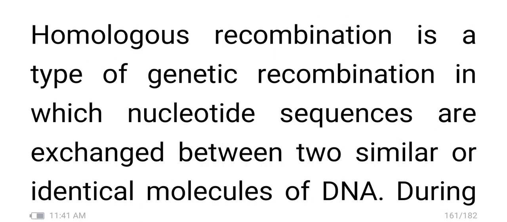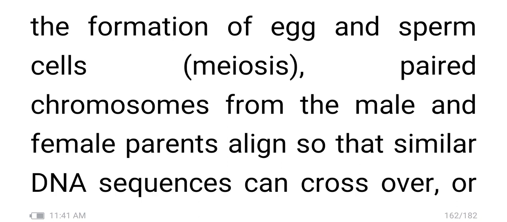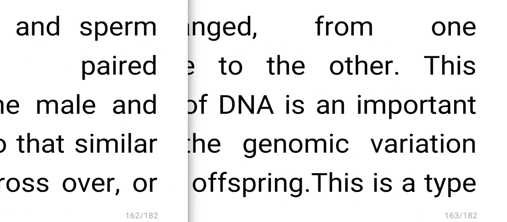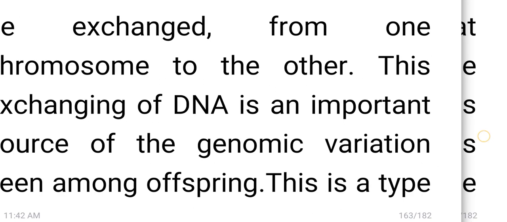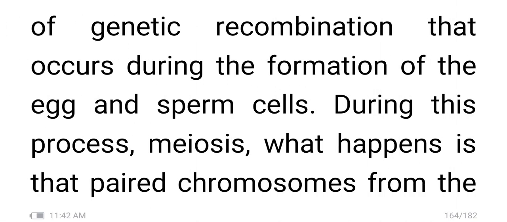Homologous recombination is a type of genetic recombination in which nucleotide sequences are exchanged between two similar or identical molecules of DNA. During the formation of egg and sperm cells, or meiosis, paired chromosomes from male and female parents align so that similar DNA sequences can cross over, or be exchanged, from one chromosome to the other. This exchanging of DNA is an important source of genomic variation seen among offspring. This is a type of genetic recombination that occurs during the formation of egg and sperm cells.